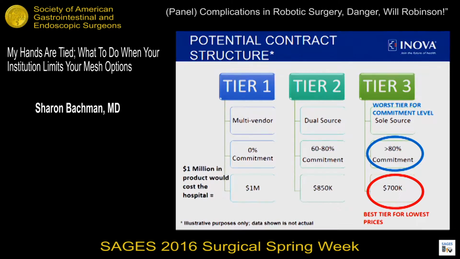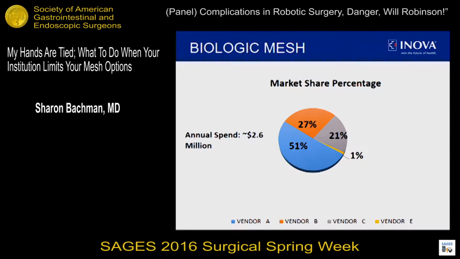It can get even more confusing because you can sometimes go outside the GPO and subcontract directly with a company. So here is an example, and this is vendor neutral, but this is data I got from people in my supply chain management. You can see that my institution had an annual spend of $2.6 million on biologic mesh, and that 51% came from one particular vendor. And if you look back at our last slide, that doesn't put us in any tier for discount at all. So we're paying essentially face value for that mesh.